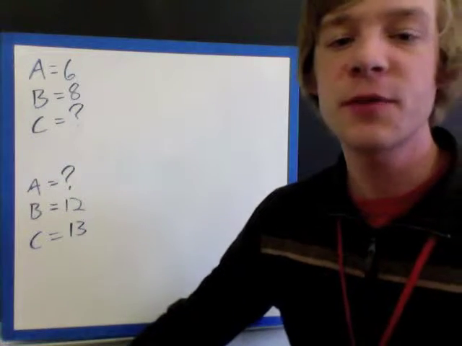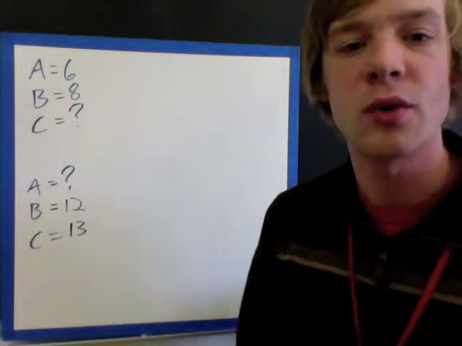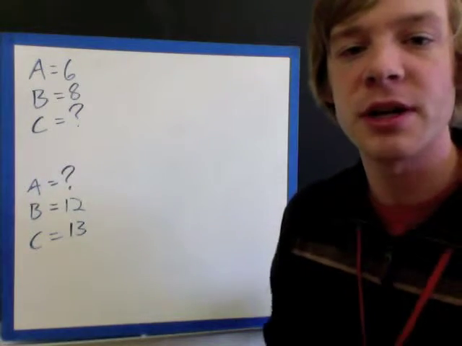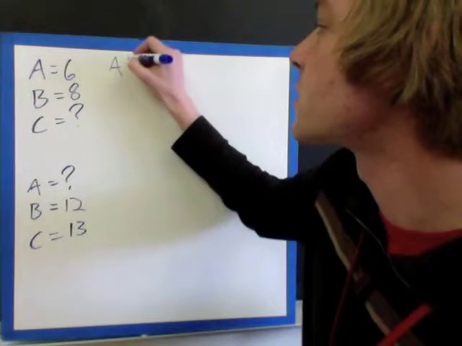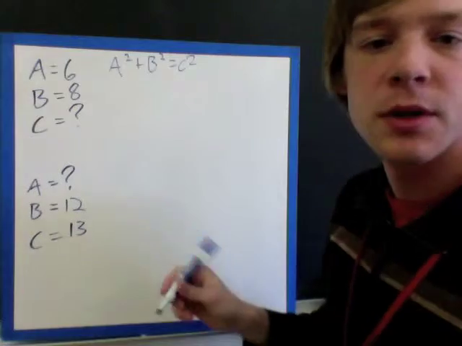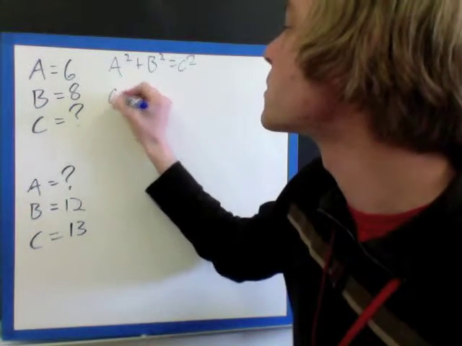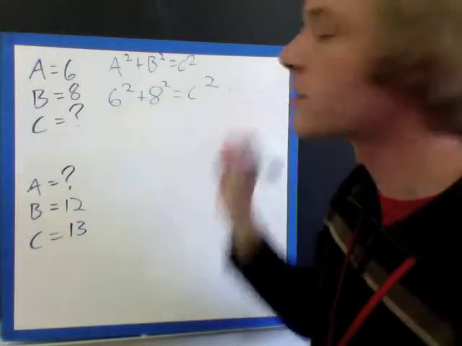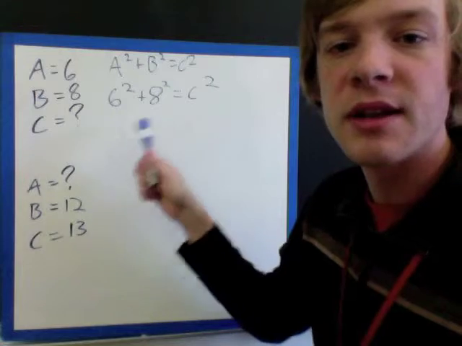All right, so for these first two problems here, we are told directly what a, b, and c are. All we have to do is find the missing side. So I'm going to take my formula and I'm going to plug in my numbers. So I'm going to replace a with 6 and b with 8. Since I don't know c, I just leave c alone. And then I'm going to work this out.